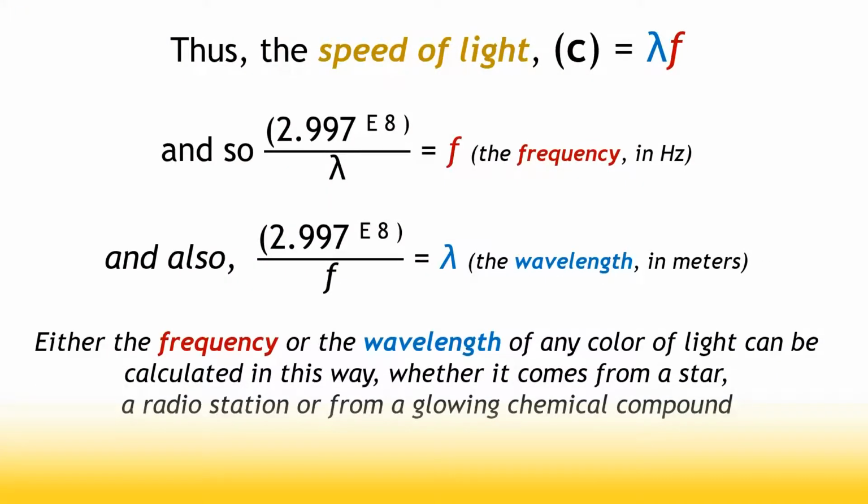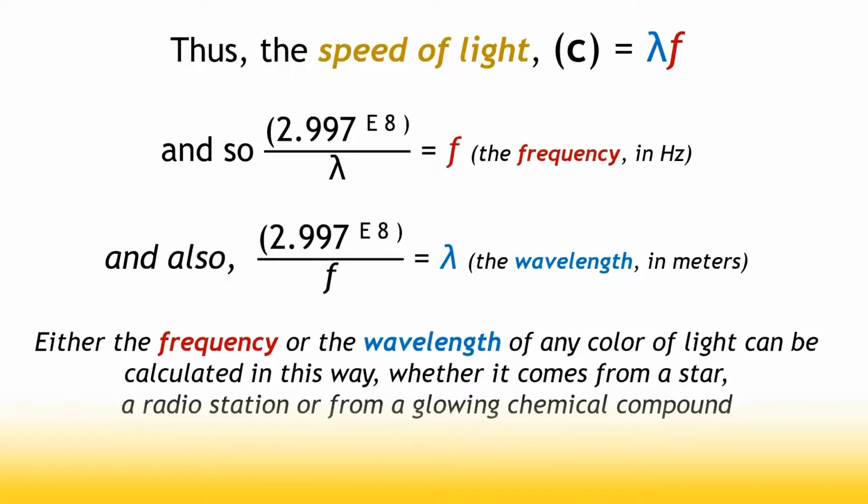In any case, the speed of light, c, is a constant. And since it's a constant, that means the product of wavelength and frequency is also a constant. So if you take the speed of light and you divide it by the wavelength lambda, it will equal the frequency in hertz. But if you take the speed of light and you divide it by the frequency, it will equal the wavelength in meters. So it's a constant relationship. It's really kind of a beautiful, simple idea.